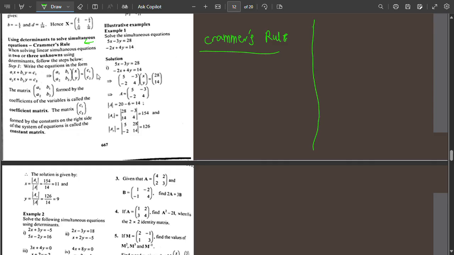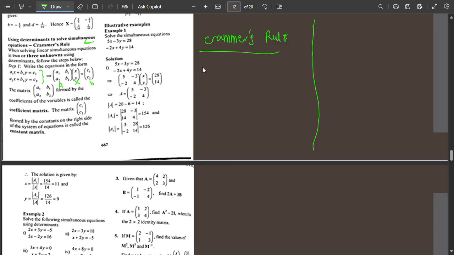So a system of equations, right? When solving a system of equations in 2 or 3 unknowns using determinants, follow the steps below. First, the system of equations given to us in a question will be expressed in this form, right? This is the coefficient matrix, this is the unknown matrix, and this is the right hand matrix. So let's test this with an example using Cramer's rule.